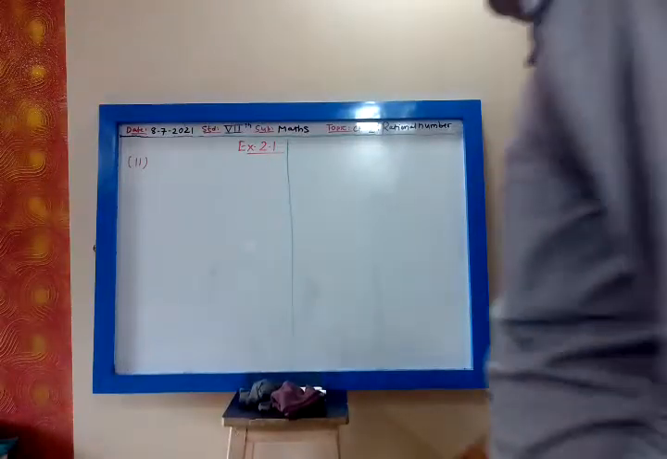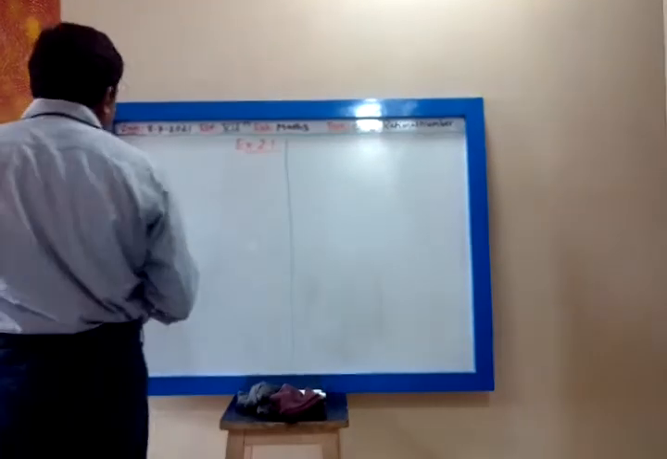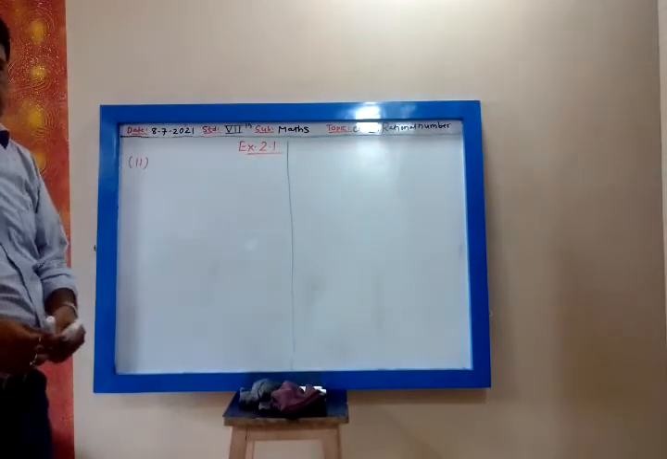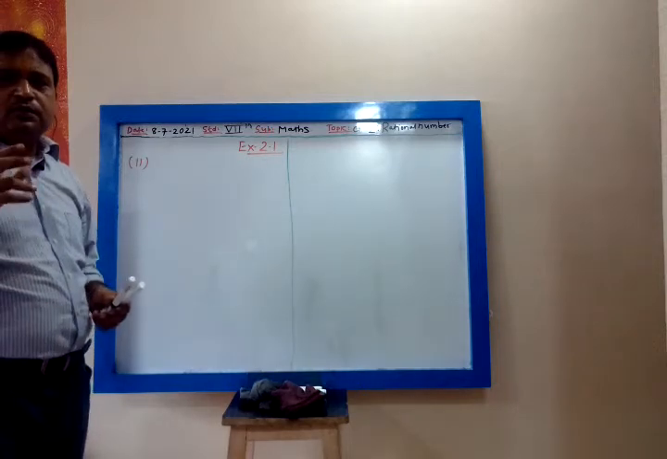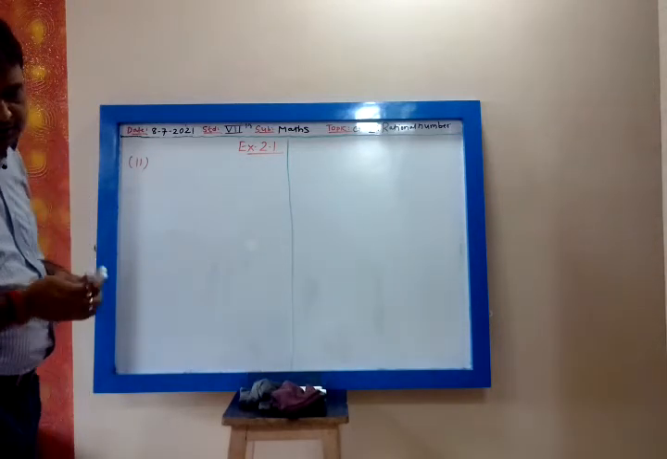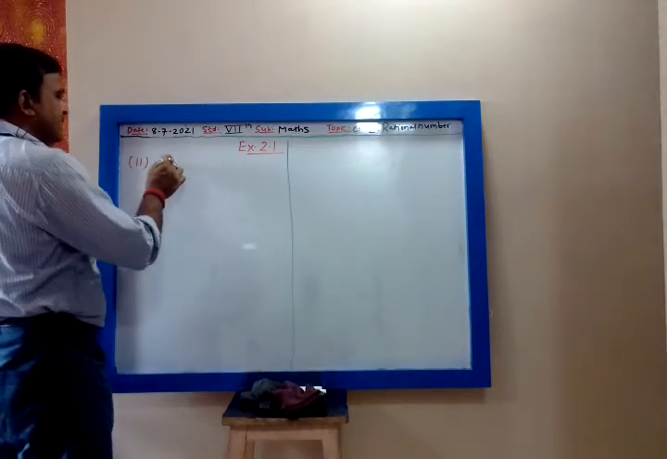Let us start. Question 11. Rational number means numerator upon denominator, and the denominator of a rational number should not be 0. That's all.